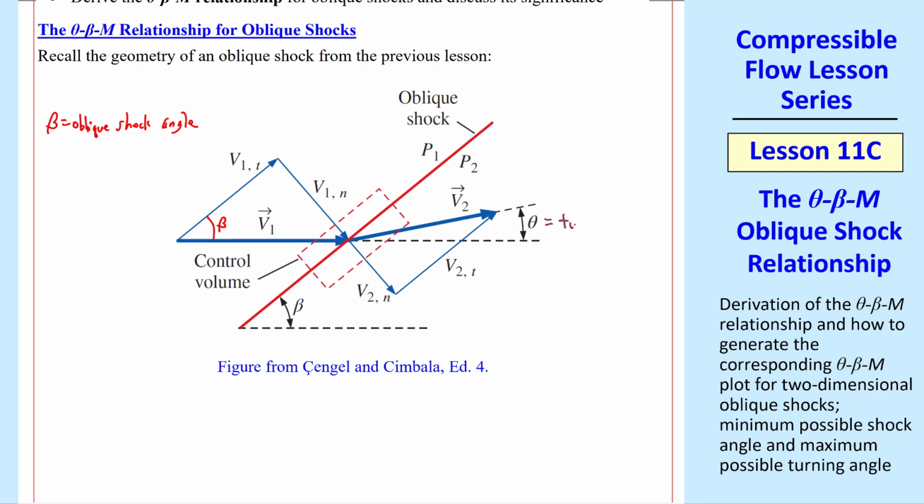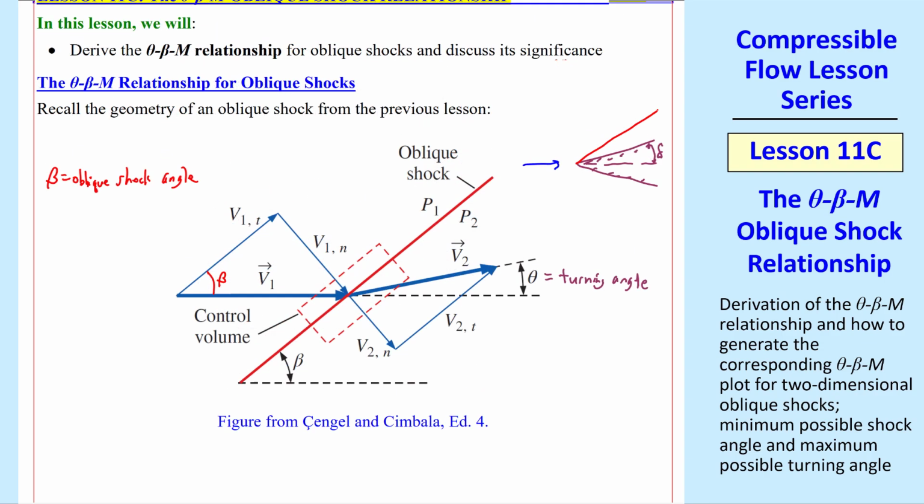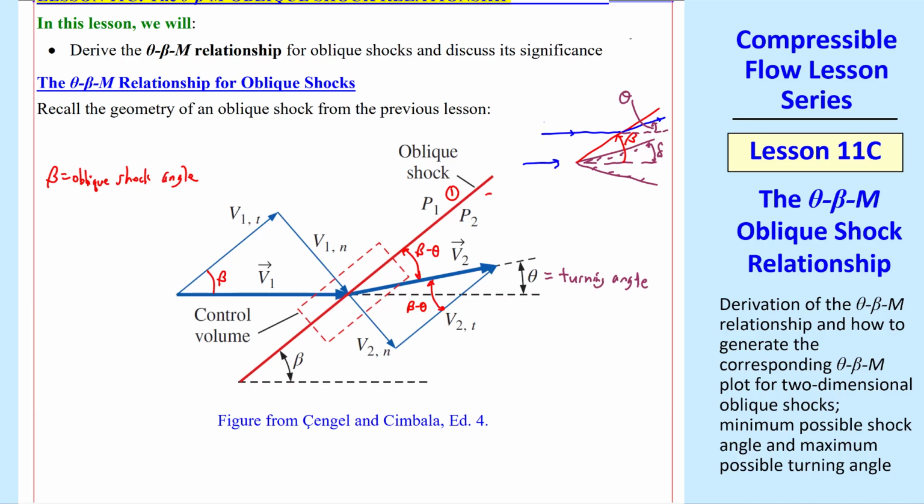This angle theta is the turning angle, where for flow over a 2D wedge, the oblique shock turns at angle beta, but the flow itself turns at angle theta, which for a wedge is the same as the wedge half angle delta, since the flow is then parallel to the surface of the wedge. A little trig shows that this angle is beta minus theta, and therefore this angle must also be beta minus theta. 1 is before the shock and 2 is after the shock.